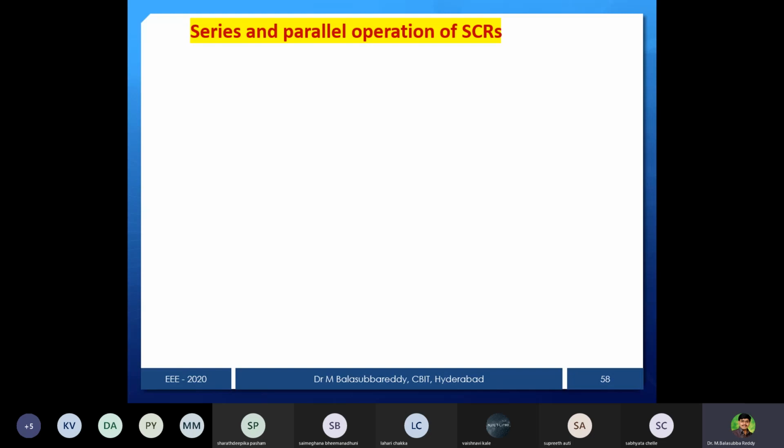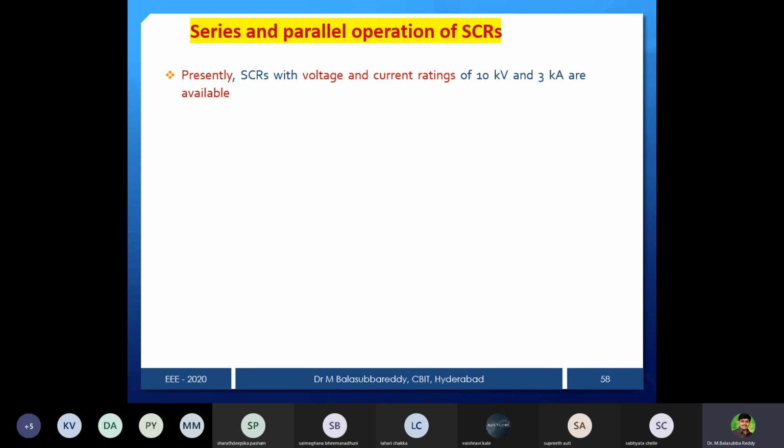Okay, see, today we will go to series and parallel operation of SCRs. And why series operation, parallel operation, and what problems arise in that, and how to overcome those problems. That is what we need to discuss today. Briefly, I already explained the introduction chapters in the previous class. We'll see series operation first and then move on to parallel operation.